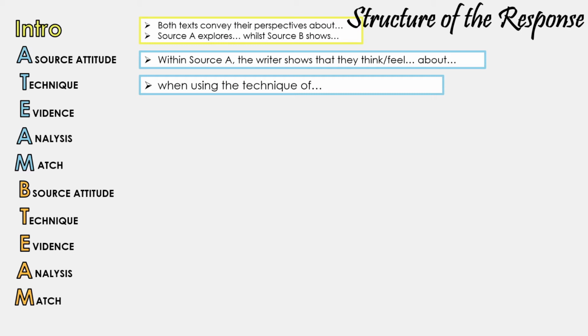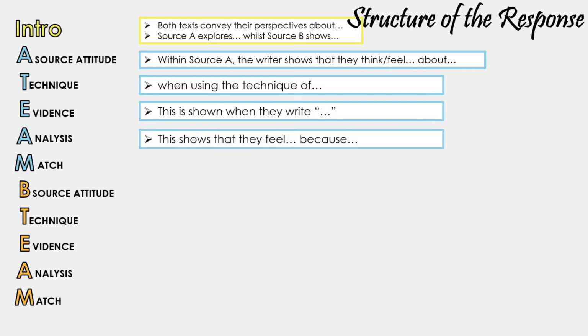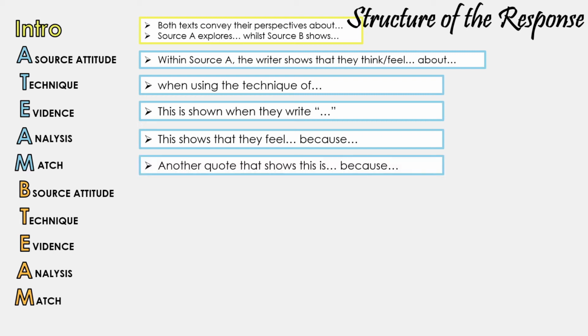Here, you're just showing off your knowledge of subject terminology. Then add in the quotation. Then explore the quotation. How does the quotation that you've just picked show the writer's attitude? Think about connotations. Have they used words that suggest positivity, negativity, violence, peace, and so on? Then you match your analysis with another quotation. And what this means is that you pick an additional quote that shows the writer's attitude and you analyse this one as well. So there we would have 2 analysed quotations for source A.